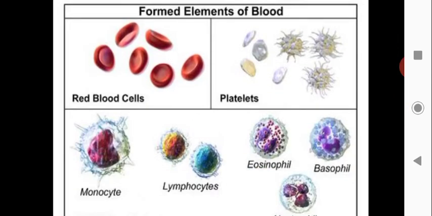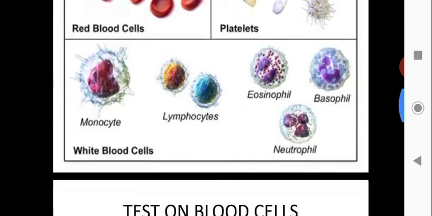What are the formed elements? Red blood cells, platelets, which are responsible for clotting of your blood when a wound occurs in your body, and white blood cells. What are the different types of white blood cells? Monocytes, lymphocytes, eosinophils, basophils and neutrophils. These are all things you studied in your degree course or +2 course.